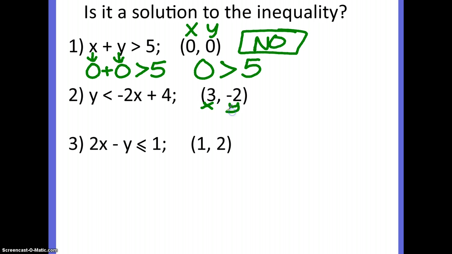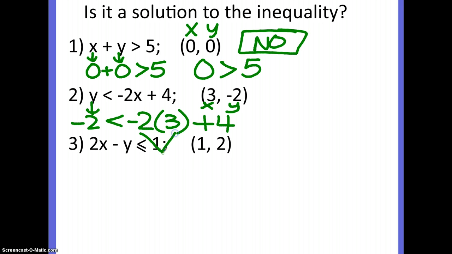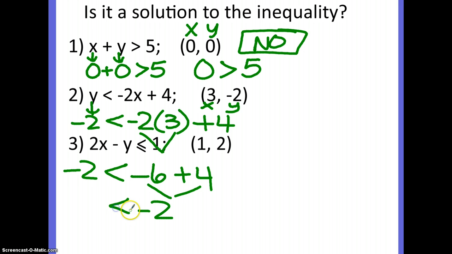We're going to check this one, x, y. So negative 2 in for y. And 3 in for x. And if you multiply that out, that's negative 6 plus 4. Bring down the symbol, negative 2. Negative 6 and plus 4 makes negative 2. Is negative 2 less than negative 2? No, it is not less than negative 2. It's equal to it. So in this case, no. The point 3 comma negative 2 is not a solution.